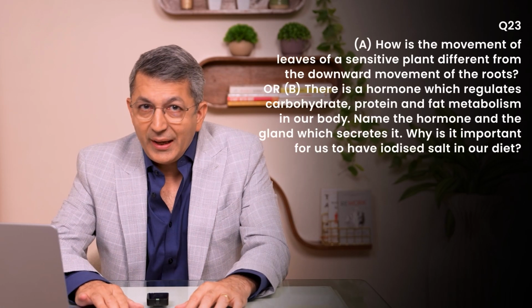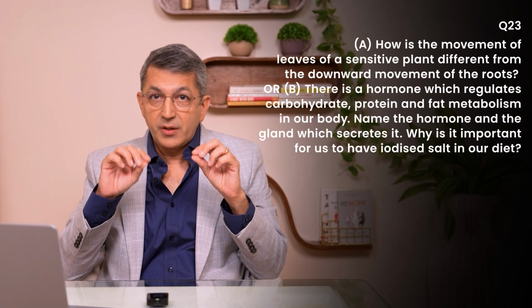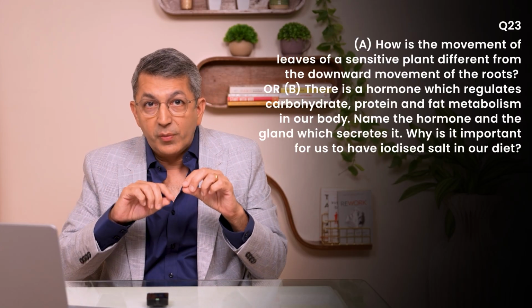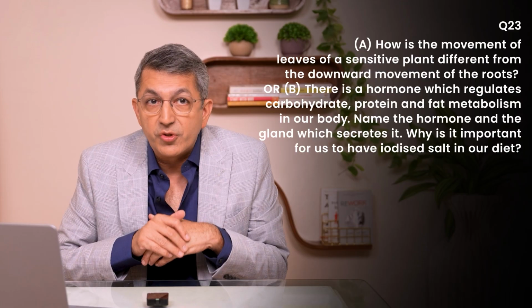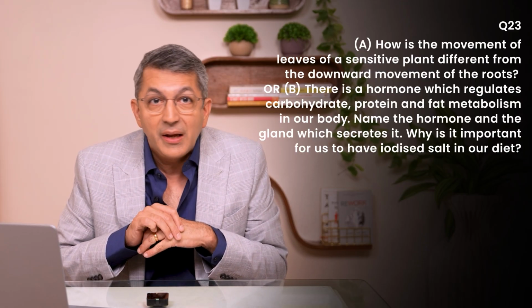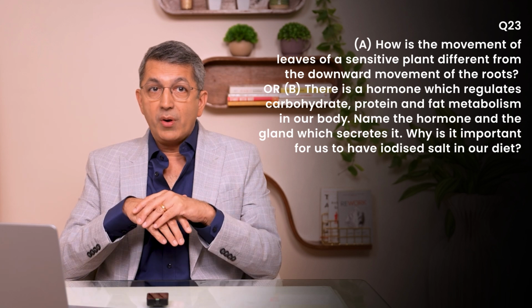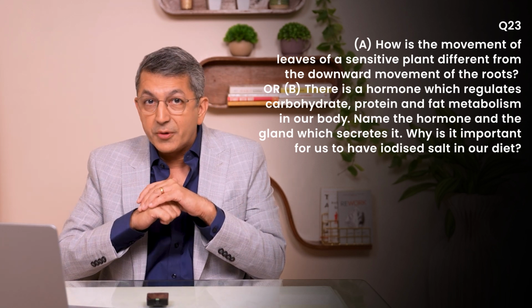Question 23a. How is the movement of leaves of a sensitive plant different from the downward movement of the roots? Or B. There is a hormone which regulates carbohydrate, protein, and fat metabolism in our body. Name the hormone and the gland which secretes it. Why is it important for us to have iodized salt in our diet? Concept: plant movements and endocrine regulation.